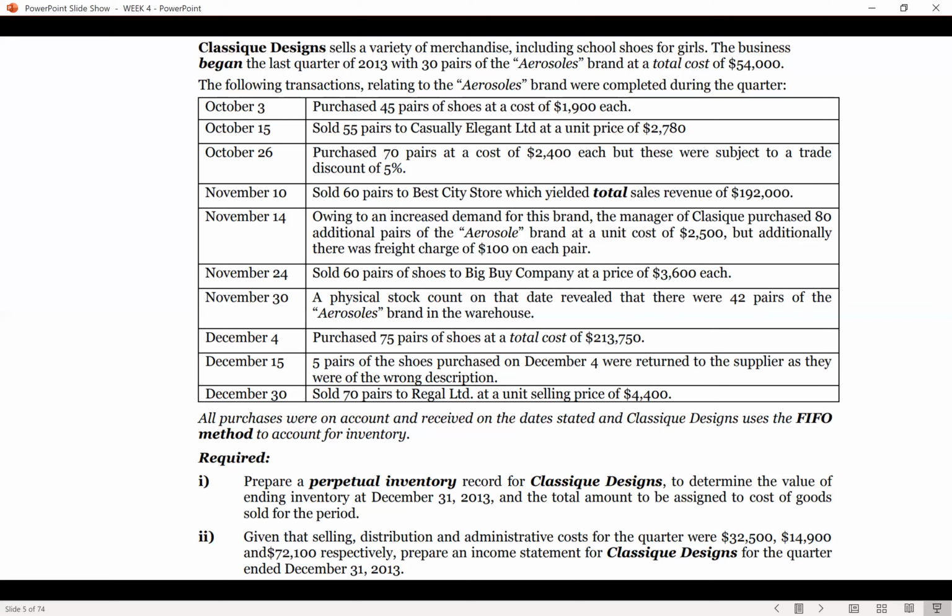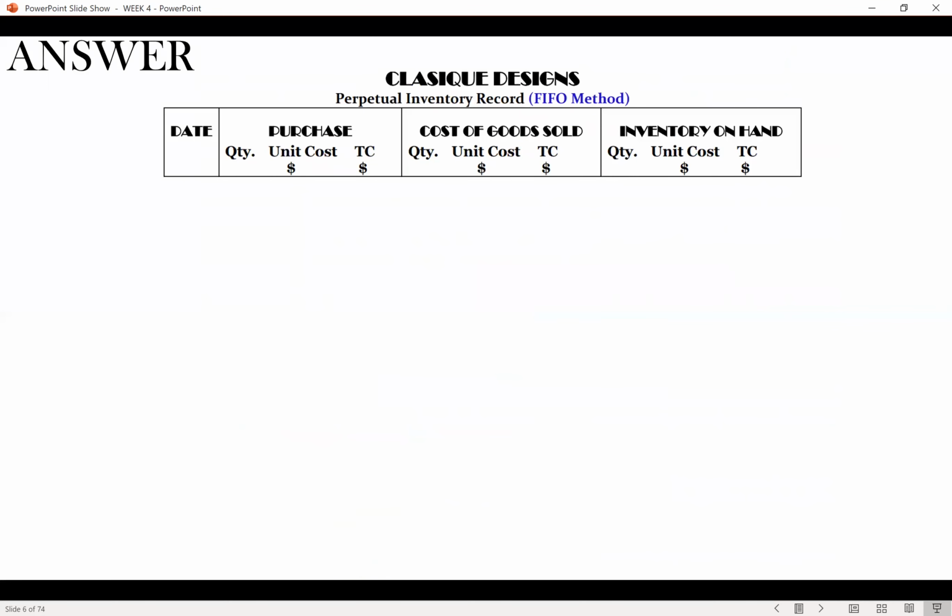The second requirement, given that selling, distribution, and administrative costs for the quarter were the figures there respectively, is to prepare an income statement for Classiques Design for the quarter ended December 31st, 2013. Based on what we have here, we should be able to complete it. So let's get right into the question.